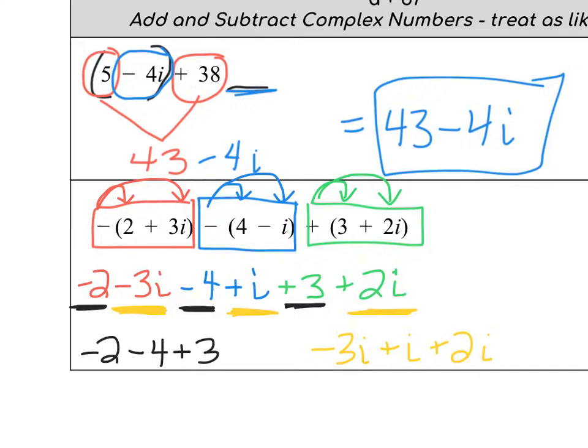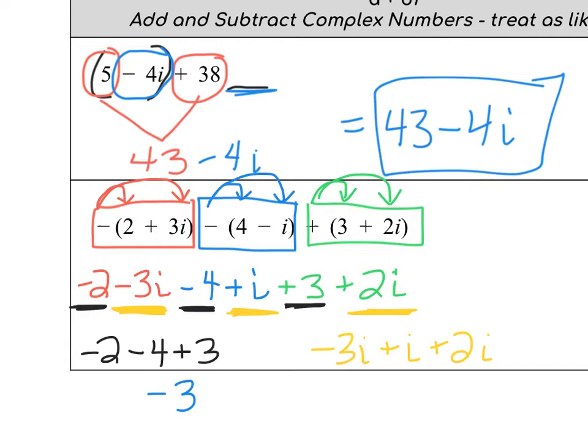So now that we've got our like terms, or our like kinds of numbers, grouped, we're just going to simplify. When I start over here with the real number component, I've got negative 2 minus 4 plus 3. That whole thing combines to a negative 3 because negative 6 plus 3 is negative 3.